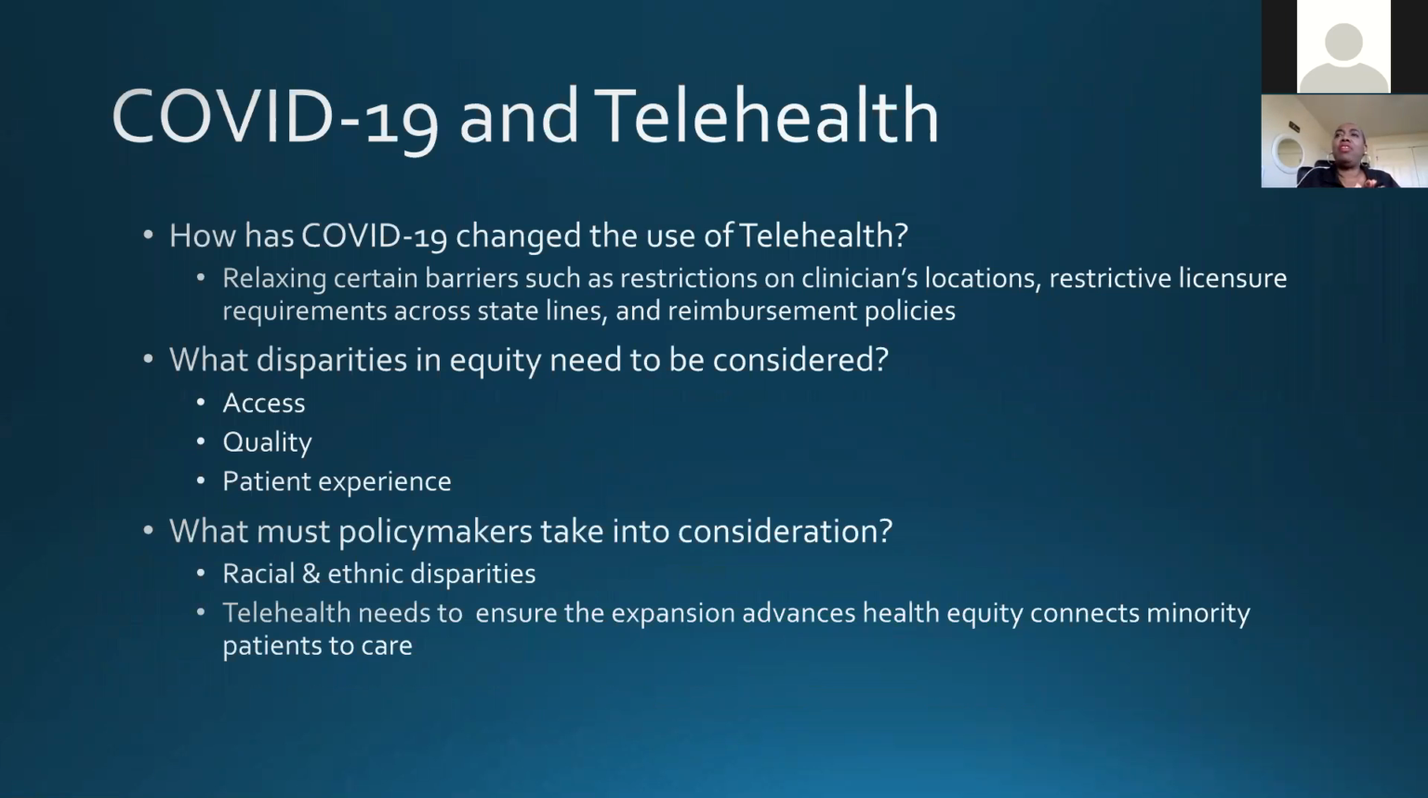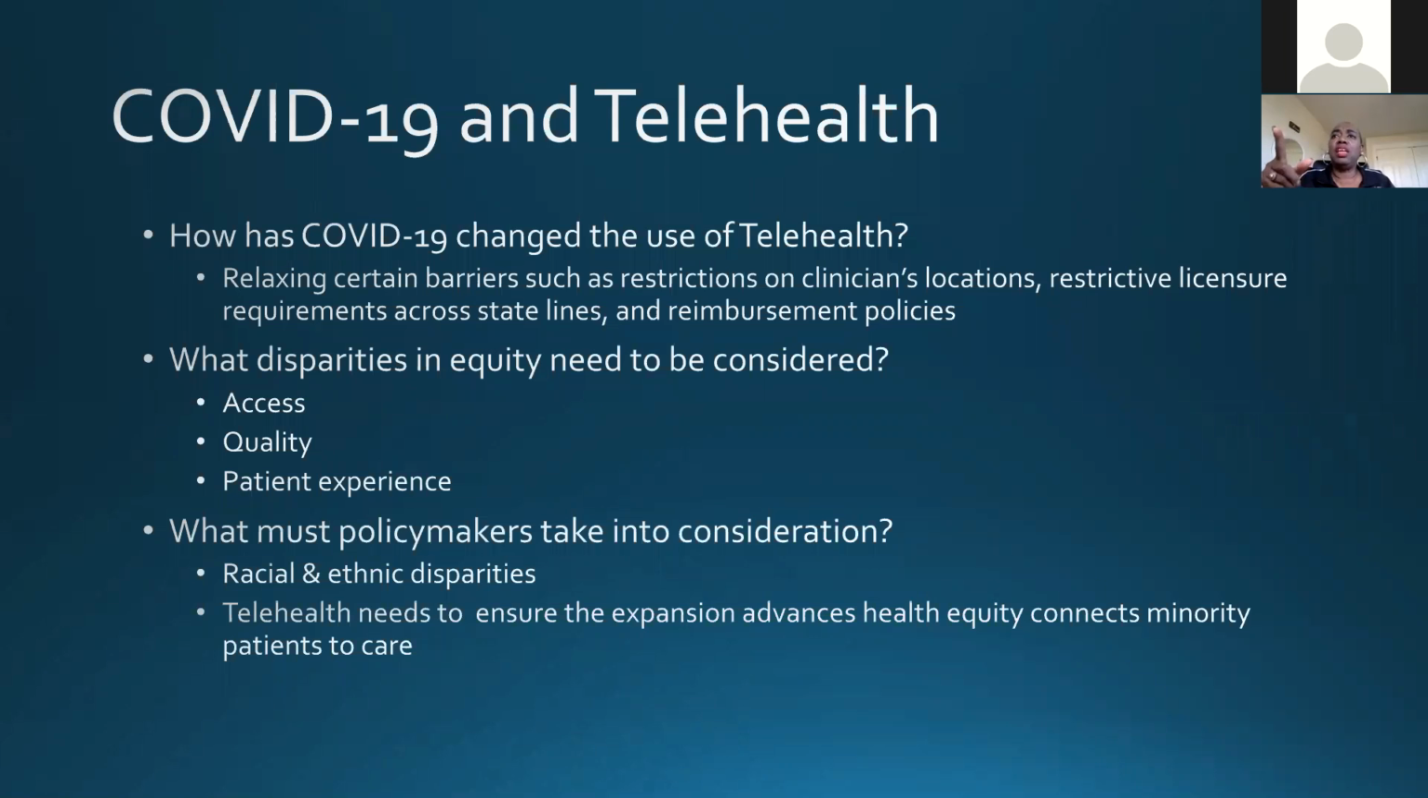Okay, relax certain barriers such as the restrictions on the clinician's location. So prior to this, let's say, for example, I'm in Brooklyn, in New York, and I can only practice in New York. Now I can practice in, let's say, Vermont. So now a provider in Brooklyn, New York can provide care via telemedicine, telehealth, to someone in Vermont, as an example. I don't know if that's true, but just as an example, right? So the licensing restrictions were relaxed, reimbursement policies through the payers were relaxed, okay?